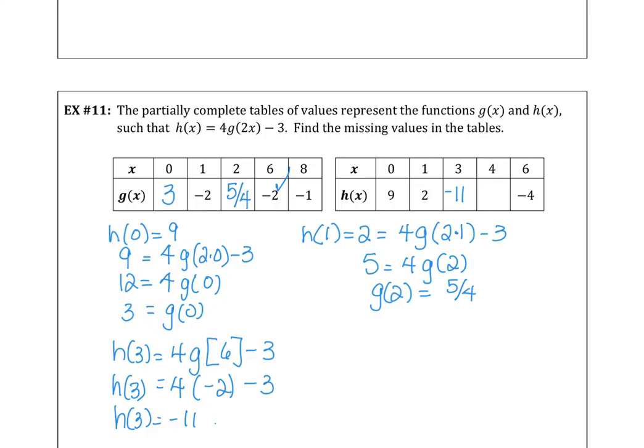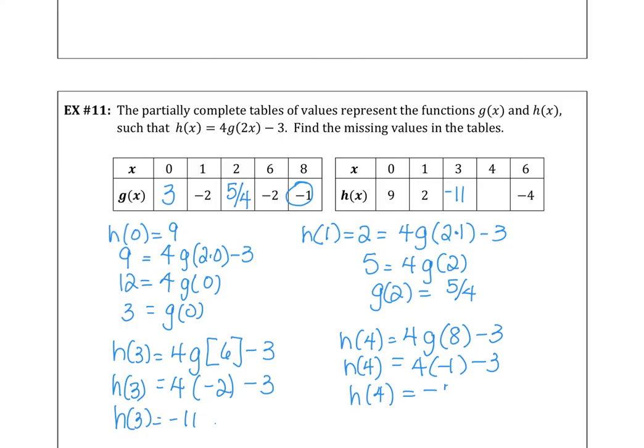What's next? The h of 4. So calculating the h of 4 using that same methodology, the h of 4 is 4 times the g of 2 times 4, that's 8, the g of 8. We know the g of 8. It's given here in our table. So 4 times negative 1 minus 3. The h of 4 is negative 7. So back and forth like a little puzzle to solve. We've completed the table using the rule that they gave us here and the known values in the table to complete the rest of the missing pieces.